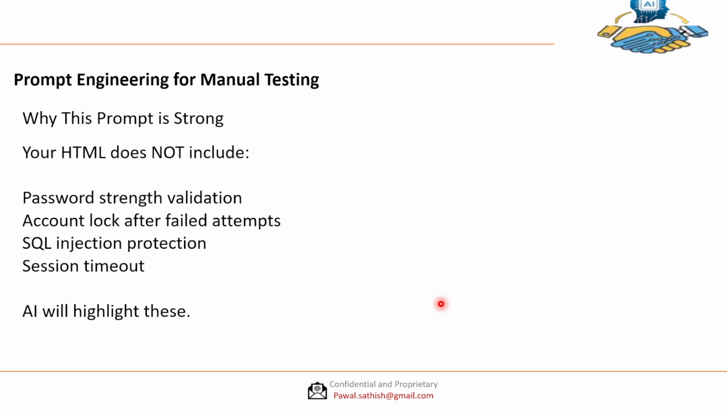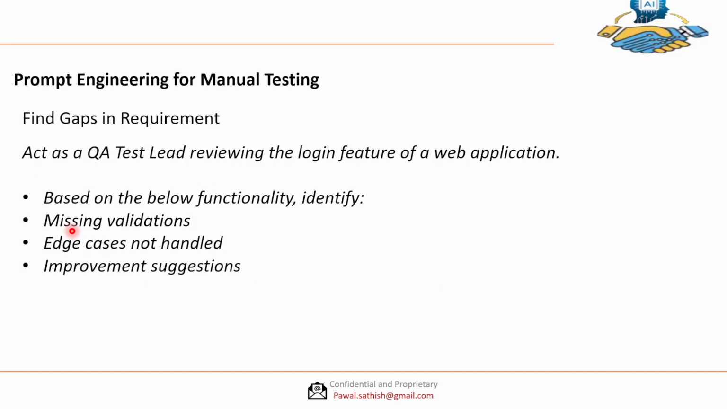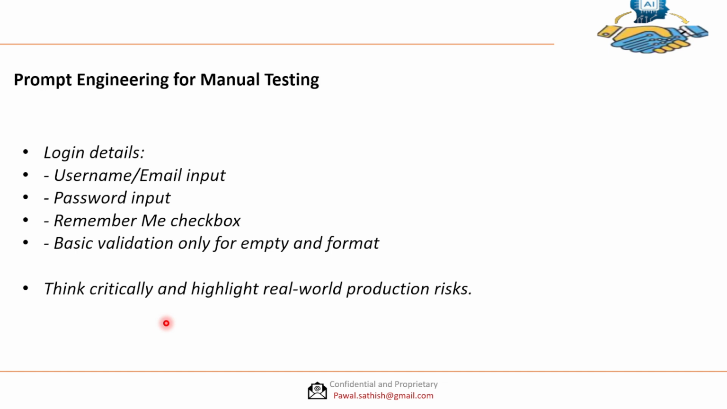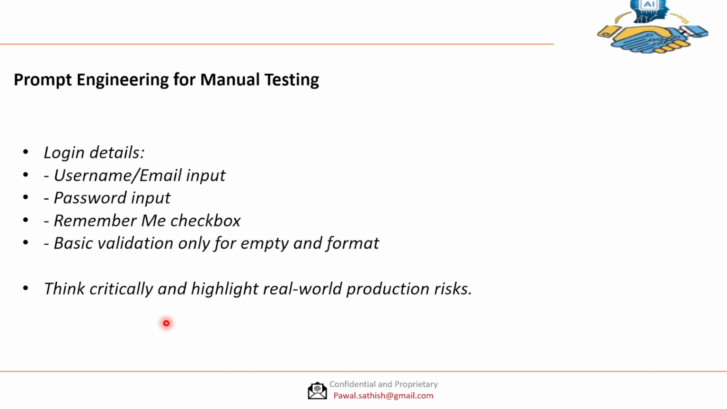Now here you can see why this prompt is strong. Your HTML does not include password strength validation. If you see in the earlier requirement, they had not mentioned it, but because of this prompt, the review gives output like password strength validation, account lock after failed attempts, SQL injection protection, session timeout. AI will highlight this. So you got it, how we can find out the gaps in requirements. We need to give the prompt correctly.